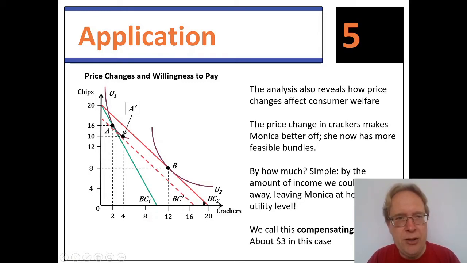So in this particular example, you can figure out that this new budget line actually corresponds to an income level of 17, which means that she is now better off by exactly $3 in this case, which is the difference between your new budget line and your budget line pushed back to your original indifference curve.